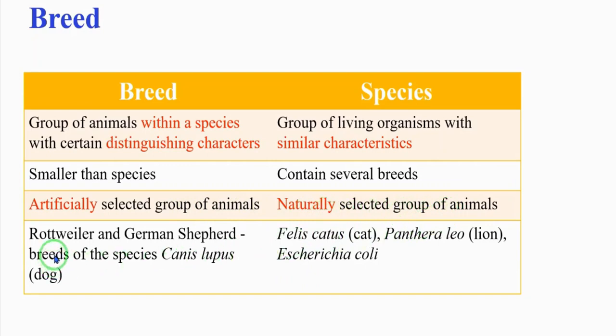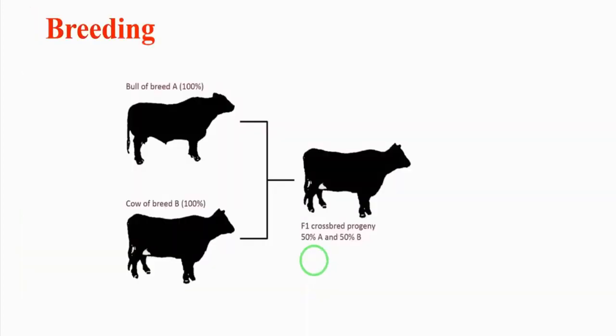For example, Rottweiler and German Shepherd are breeds of the dog species. Examples of species are Felis catus, Panthera leo and Escherichia coli. Understand, children? So those are the differences between breed and species. Clear? Okay. Next one, breeding.